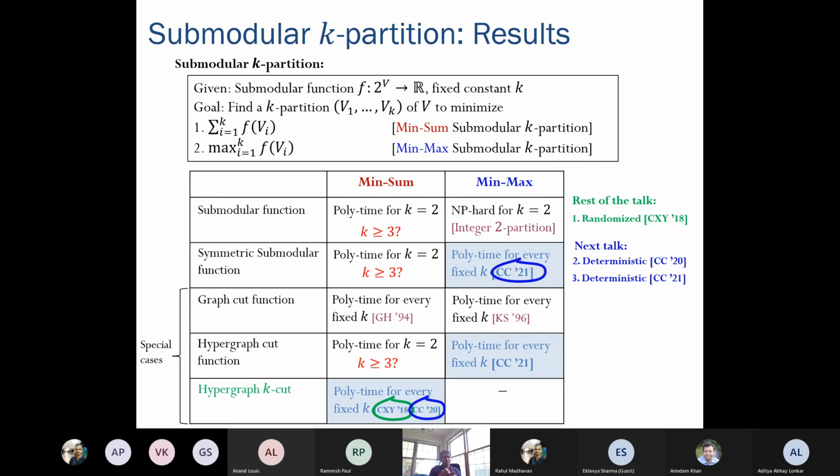Why doesn't this work for min sum submodular K partition? Why doesn't this randomized algorithm work for min sum submodular K partition? Anybody want to answer this already? Well, why doesn't this work for min sum submodular 2 partition? Why doesn't this work for global min cut and for submodular functions?